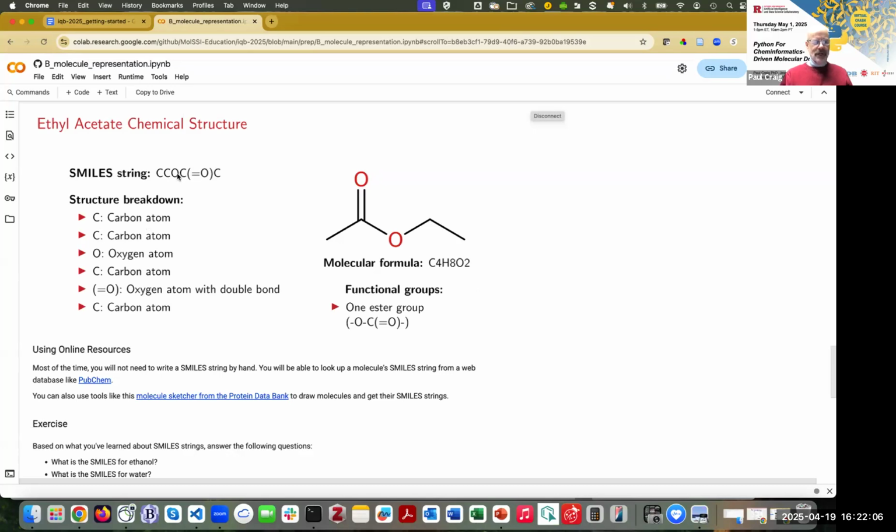Then the third atom here is an oxygen, but it's just an oxygen in line with the carbons. It's not a branch. Then it goes to the next element, which is a carbon atom. So here's our 4th carbon right here. Then we have a branch off that 4th carbon. It's a double bonded oxygen, or a carbonyl oxygen. So that's this oxygen here. And then we end with another carbon here. So that's just an explanation of the SMILES string for ethyl acetate.